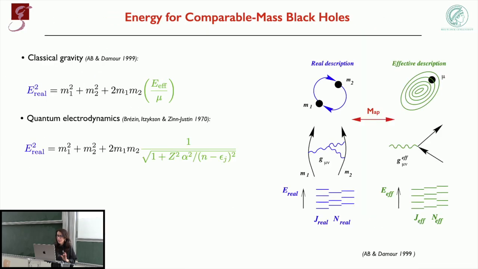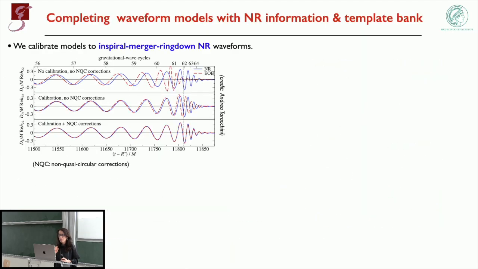Okay, let me actually skip these two slides. You can ask me more about the effective one-body later. I was not planning to have a more detailed discussion about that. So we have this way of putting together the different approaches, but then we have to calibrate to numerical relativity, because numerical relativity gives us the best result for the merger, right? We have to use it. So I have just one slide to show you how we do that.